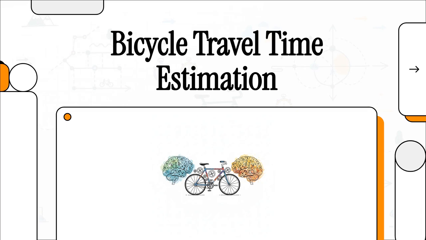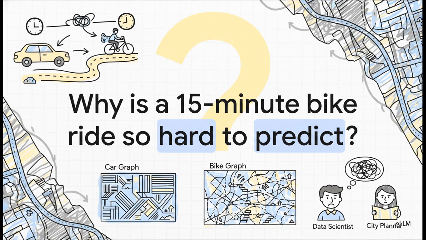Today we're digging into a paper that tackles a problem that seems like it should be simple, but is actually one of the trickiest puzzles in urban mobility. So let's just jump right in with the core question. Why is it so hard to predict a simple bike ride? I mean, you'd think we have this figured out by now, right?